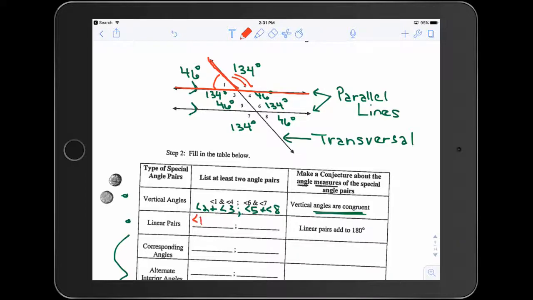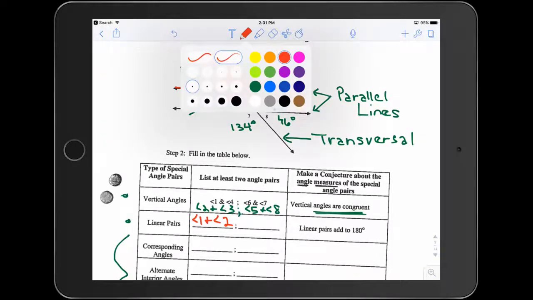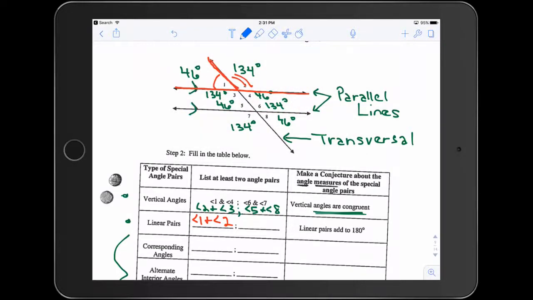So angle 1 and angle 2 is a good example. Just to adjust your vision a little bit, if I change the color all of a sudden and I say, hey, you know what? This is the straight angle I'm looking at now, and I notice that here we have a vertical angle, or a linear pair. We have this angle plus that one, which will add up to 180.